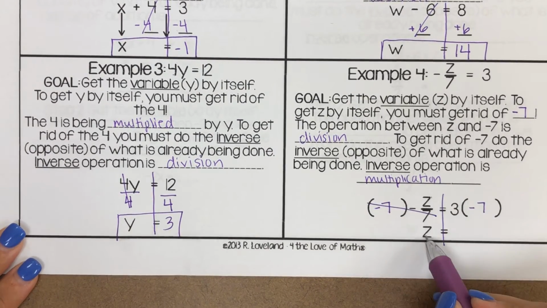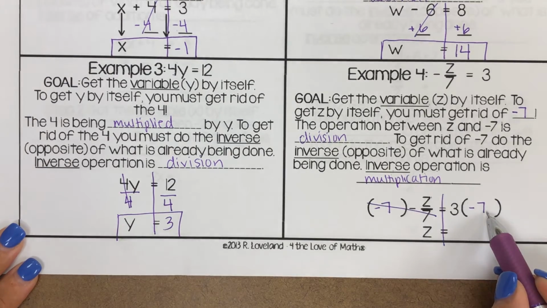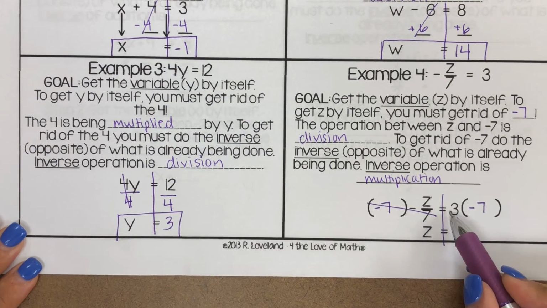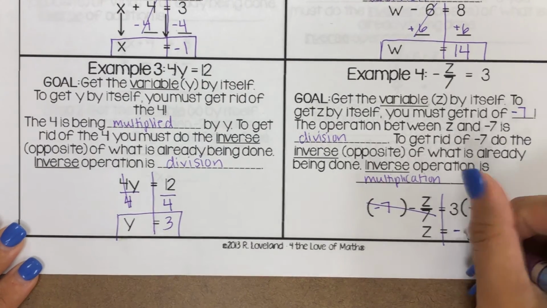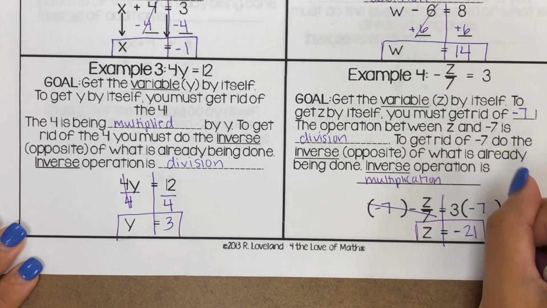We take this z, bring it down. 3 times -7, remember our integer rules. Negative times a positive, so different signs equals a negative answer. 3 times 7 is 21. There we go.